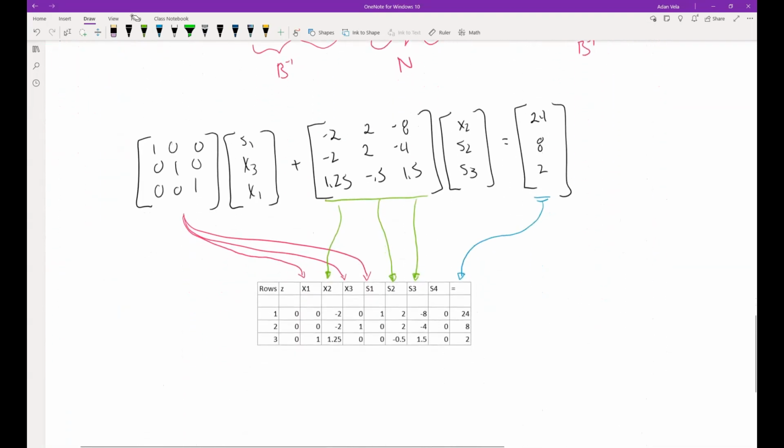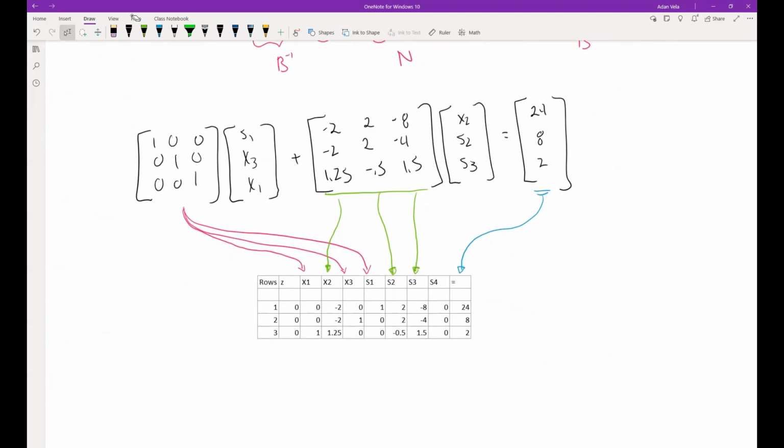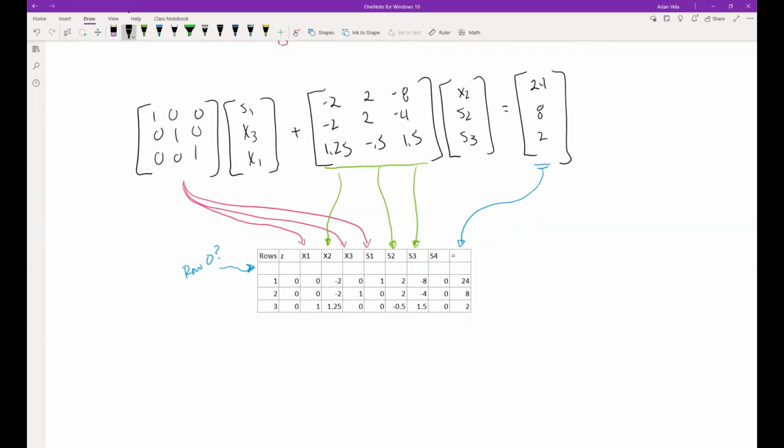Now, we've done the first step of figuring out our simplex table through the equations with the constraints. But what's missing here is we don't know what's going on in row 0. So our next step is to try to figure that out. What does row 0 look like?